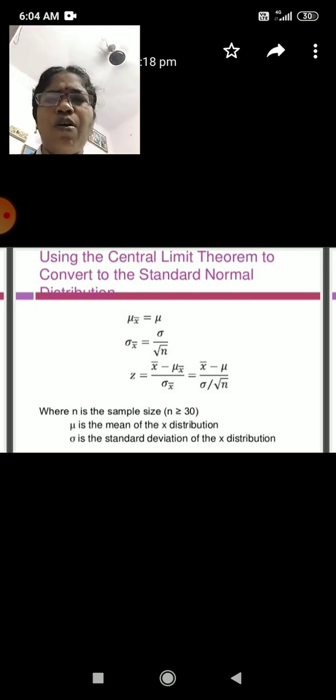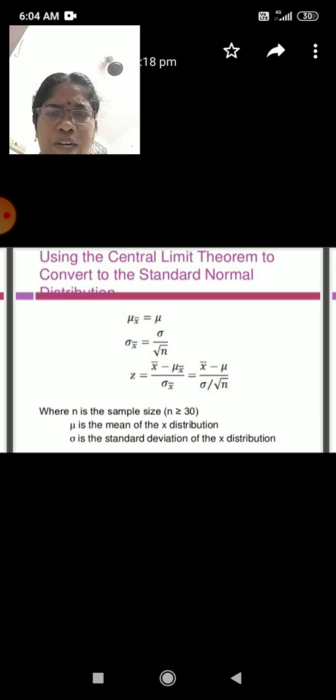Therefore z equals x bar minus mu x bar divided by sigma x bar, which equals x bar minus mu divided by sigma by root n, where n is the sample size. Here n is greater than or equal to 30, so we use this method. Mu is the mean of the x distribution, and sigma is the standard deviation of the x distribution.